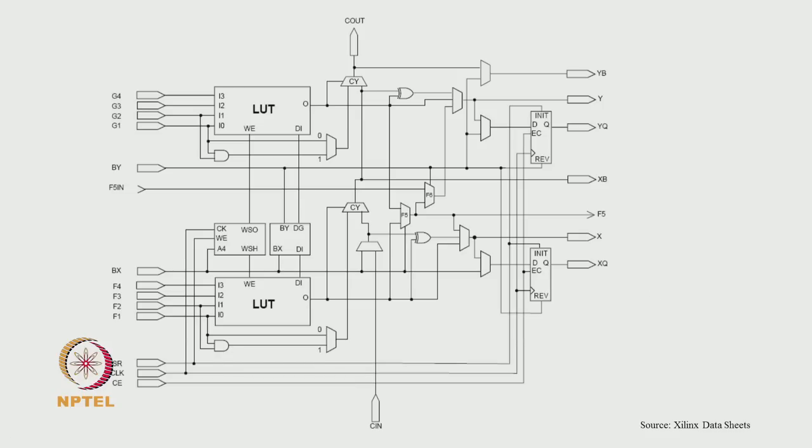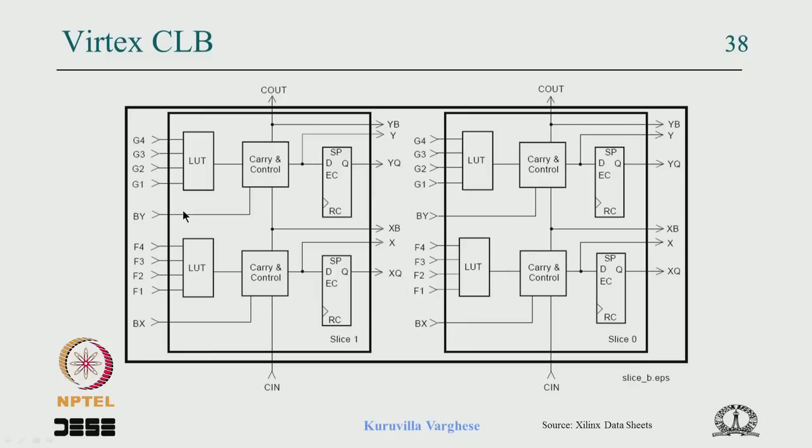Now mind you, you should not lose the global picture. This is only one slice, there are two slices in a logic block, and you should know that there are a lot of vertical wires here, horizontal wires, there are switches here. And there are input connections from these wires coming into this part, all these parts you can connect to these wires here, that's the meaning of it.